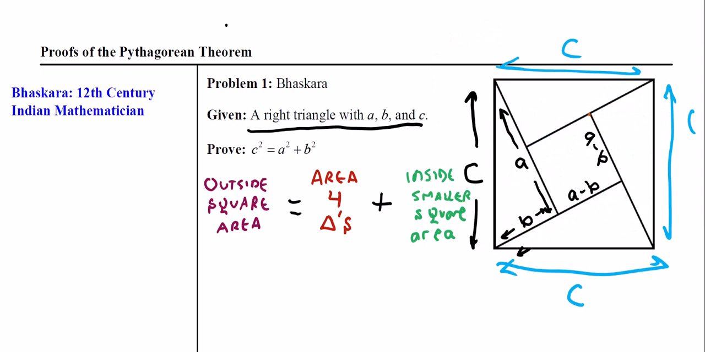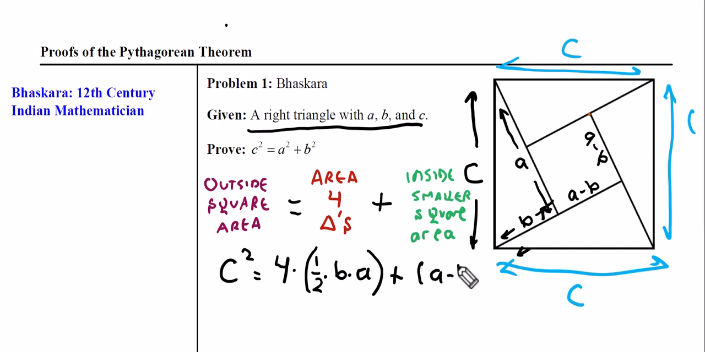So what is the area of the outer square? Well, that's going to be C squared. There are 4 triangles, so I'm going to do 4 times the area of one of the triangles. If we look at the original triangle here, and this is the right angle right here, the area of a triangle is 1/2 times the base times the height. So the base is B, and the height is A. And what about the inside smaller square? Well, that's A minus B. It's going to be A minus B squared.